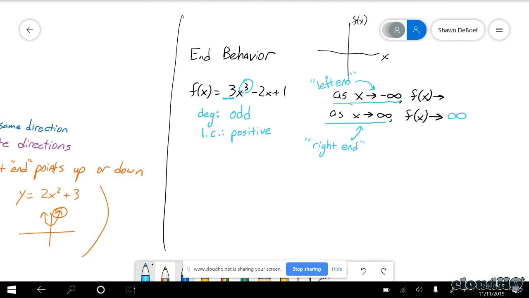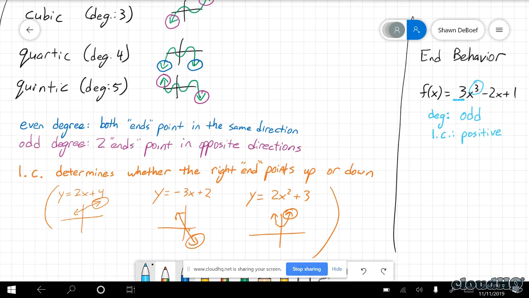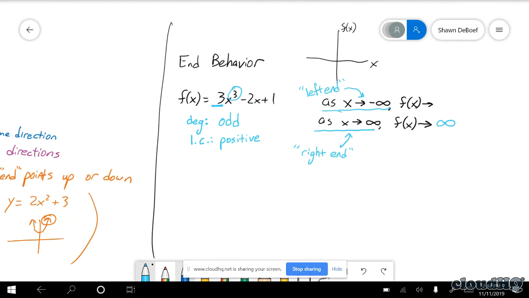The degree is odd. So we remember, once again from over here, odd degree, the two ends point in opposite directions. So since the right end is pointing up, the left end must point down. So it's going to point towards negative infinity. So there is my end behavior of that function without even knowing what the graph looks like.